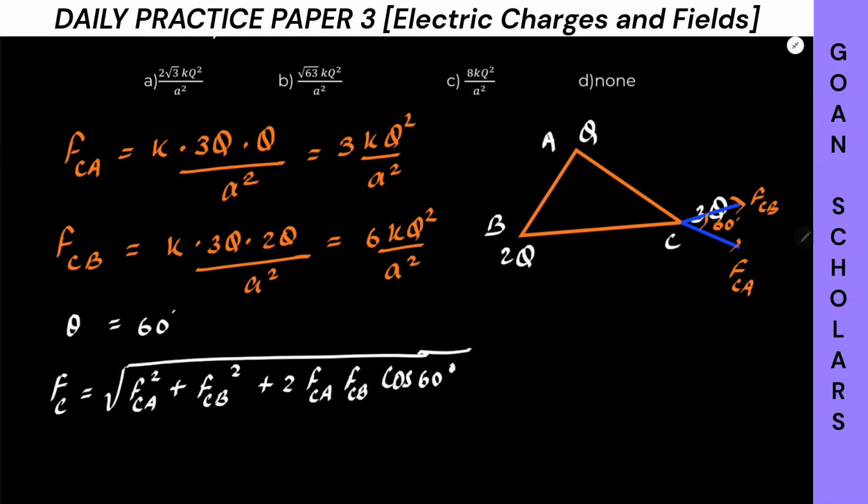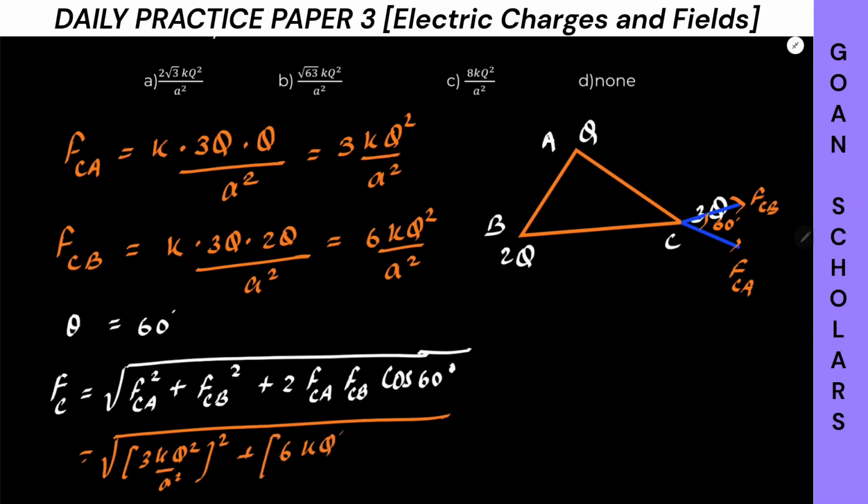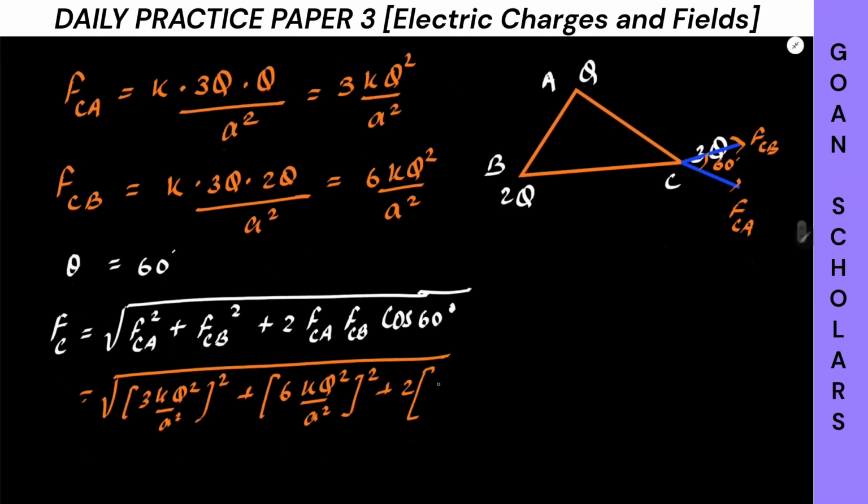Okay. Next, what you will do? You will substitute the values because they are not equal. So let's put in 3kq square by a square whole square plus FCB. This will be 6kq square by a square whole square plus 2 times FCA, 3kq square by a square, into 6kq square by a square. And what is cos 60? Half.